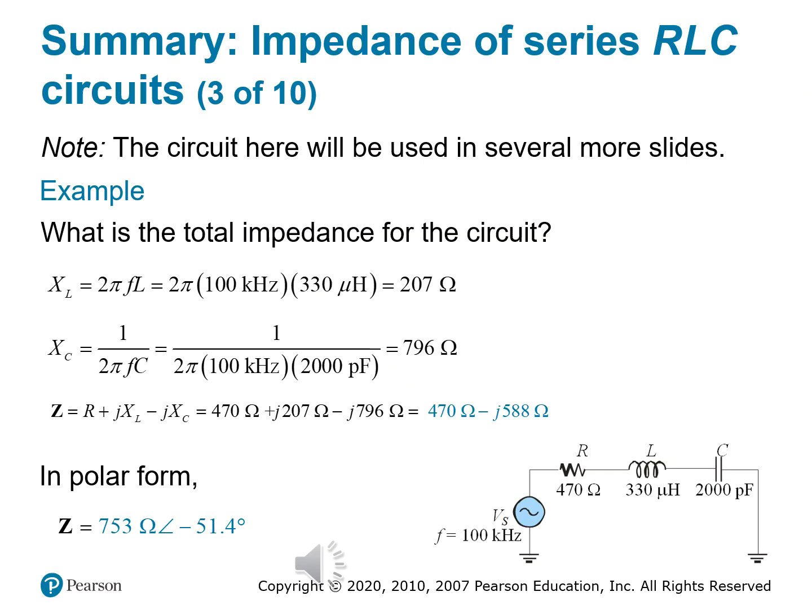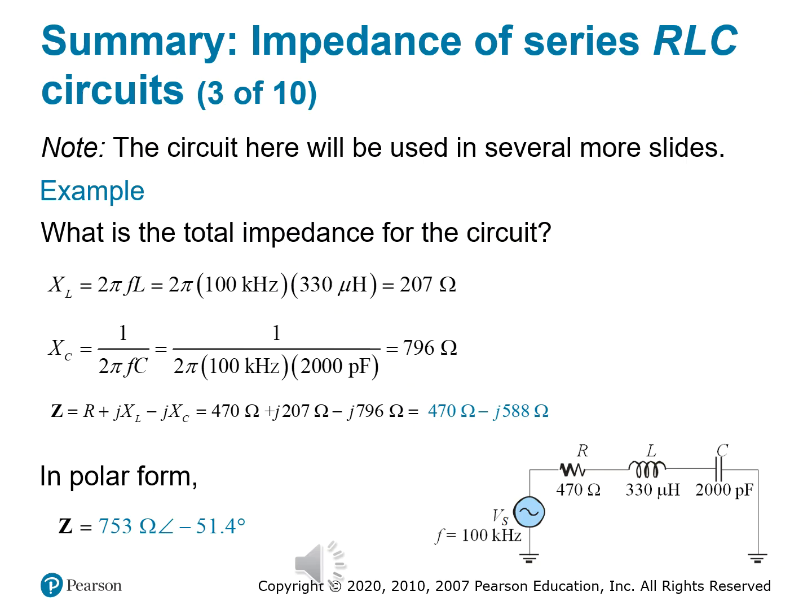We start by calculating the reactance, right? Let's start off with the inductive reactance, where X sub L is equal to 2 times pi times the frequency times the inductance, which is 2 times pi times 100 kilohertz times 330 microhenries. That's going to give us 207 ohms. Calculating the capacitive reactance the same way, the formula for X sub C is equal to 1 divided by 2 times pi times frequency times the capacitance. And again, that's going to give us 796 ohms.